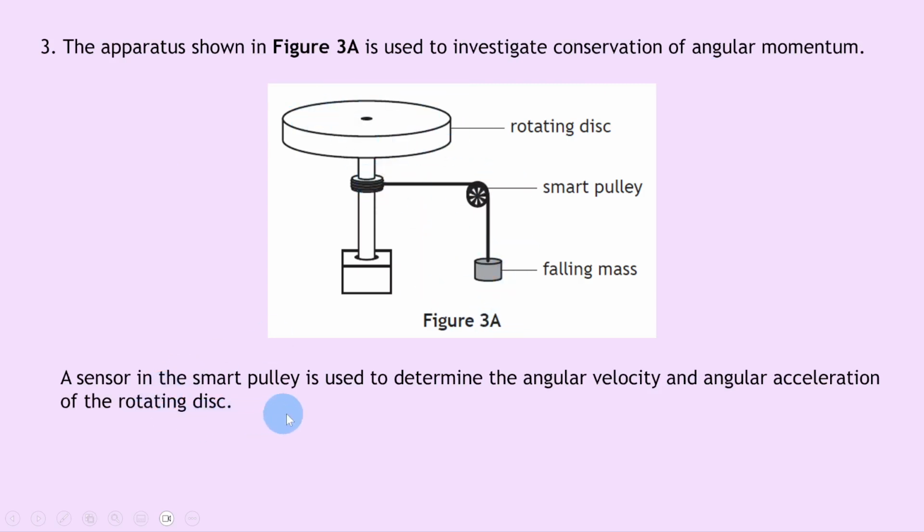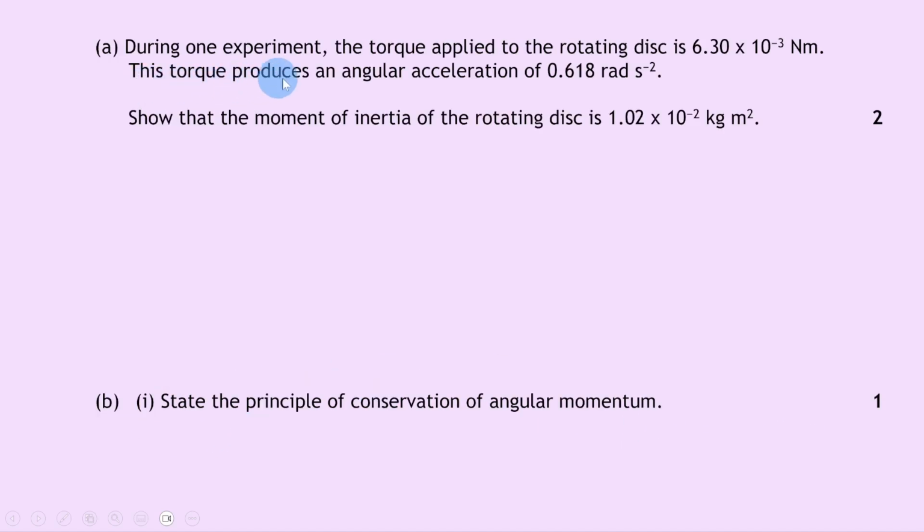And it says a sensor in the smart pulley is used to determine the angular velocity and angular acceleration of the rotating disc. Part A says during one experiment the torque applied to the rotating disc is 6.30 times 10 to the minus 3 Newton meters. This torque produces an angular acceleration of 0.618 radians per second squared. Show that the moment of inertia of the rotating disc is 1.02 times 10 to the minus 2 kilogram meter squared, and there's 2 marks available here.